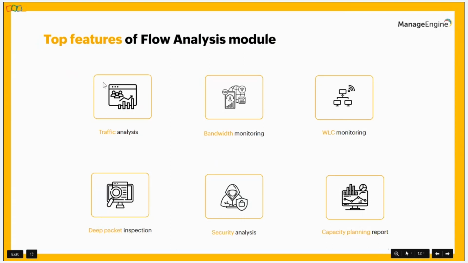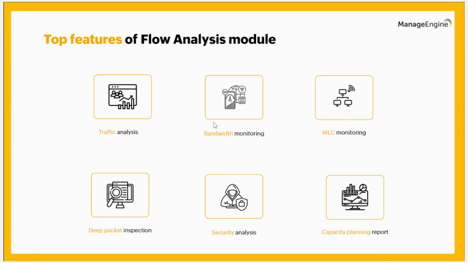So the traffic analysis and bandwidth monitoring helps you collect and analyze network traffic patterns and get real-time traffic behavior and bandwidth usage by application, interface, devices, etc. And the WLC monitoring feature will help you monitor bandwidth usage of wireless controllers, access points, and get details of the SSIDs along with the associated IP and MAC addresses.